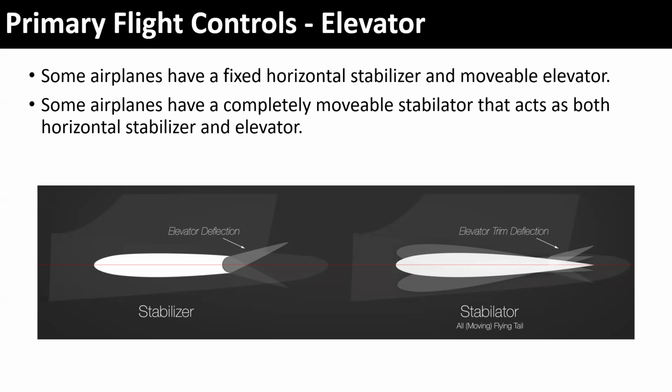Look at this. Your left picture is a horizontal stabilizer. That's what Cessna designs their airplanes with. That's how most common trainers from Cessna are built. The one on the right is a stabilator. This is how Piper built their airplanes.